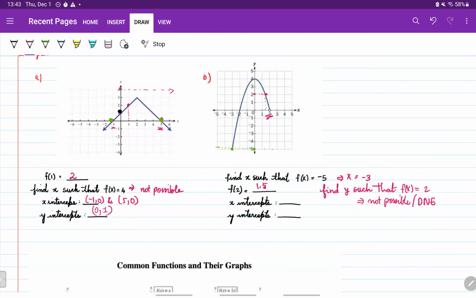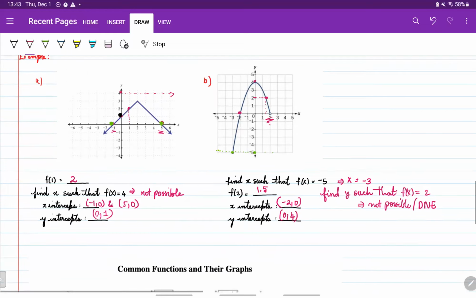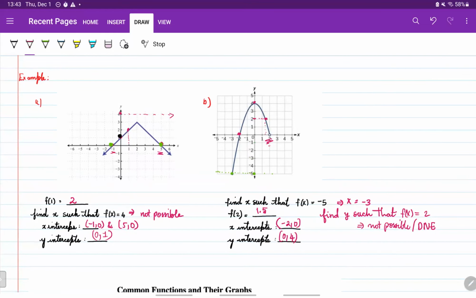The x-intercepts here are again the ordered pairs where the graph meets the x-axis. Here we have only one x-intercept, which is (-2, 0), because even though it looks like the graph is meeting your x-axis, it's an open circle. So you have only one x-intercept here. The second one is the y-intercept, where the graph meets the y-axis. That would be (0, 4). So that is the end of this example.